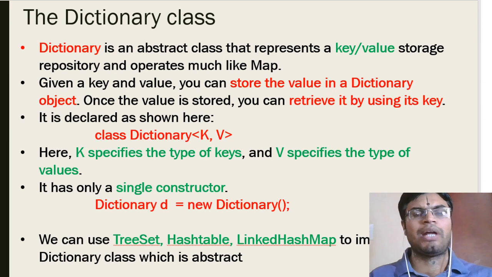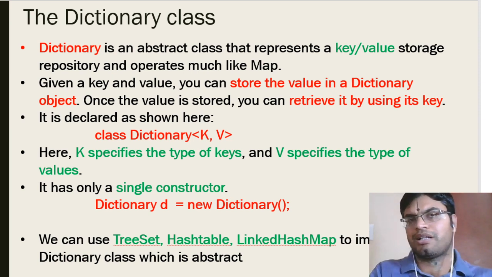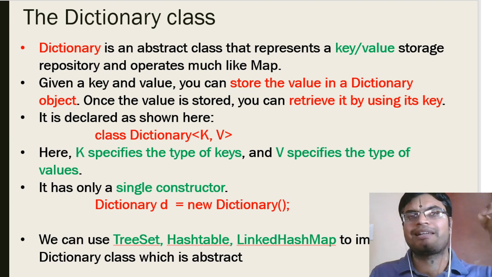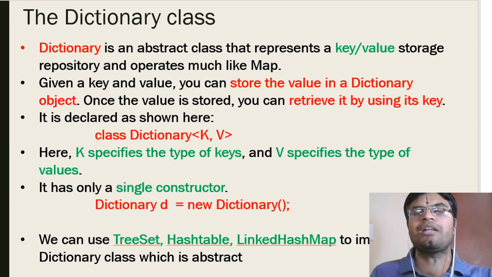Vice versa, right? Whenever I want to declare a dictionary class, I have to write the keyword class Dictionary. K stands for your key and V stands for your value. So whenever I talk about dictionaries, again, the data is stored in terms of key value pairs.